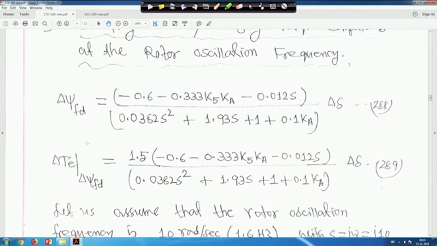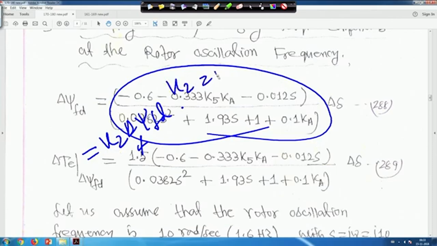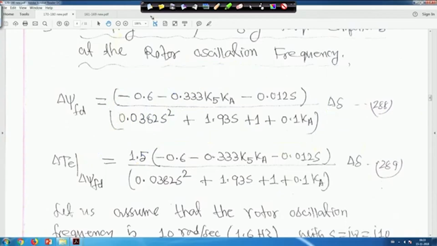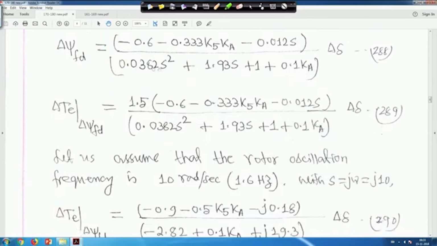Now, delta T due to delta psi FD is K2 multiplied by delta psi FD. The parameter K2 we have taken as 1.5, that is why it is multiplied by 1.5. So, delta T due to delta psi FD is equal to 1.5 into delta psi FD, that is the whole term, into delta. This is equation 289.